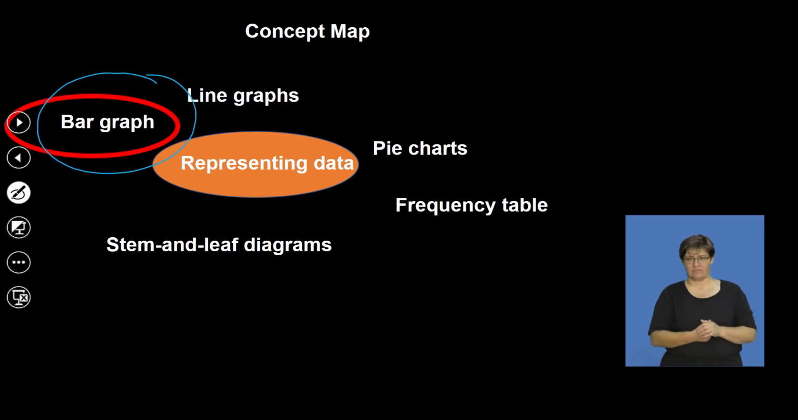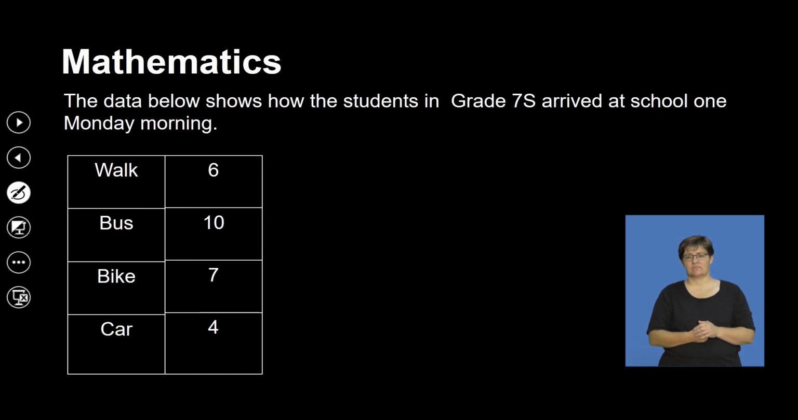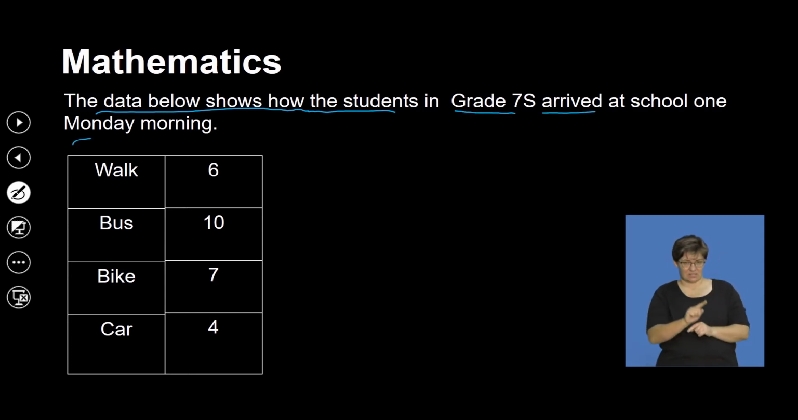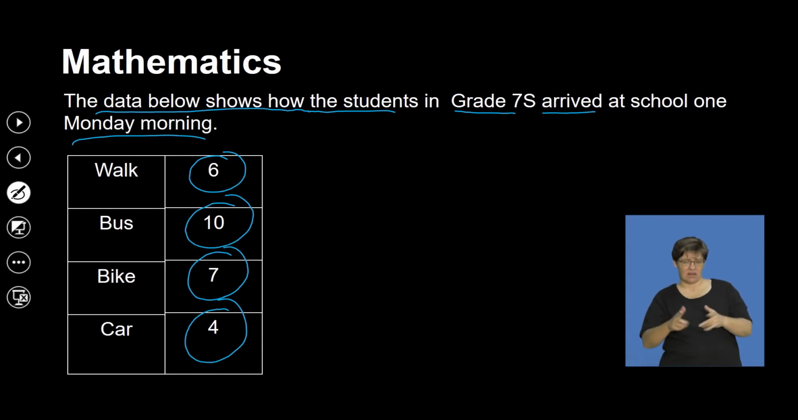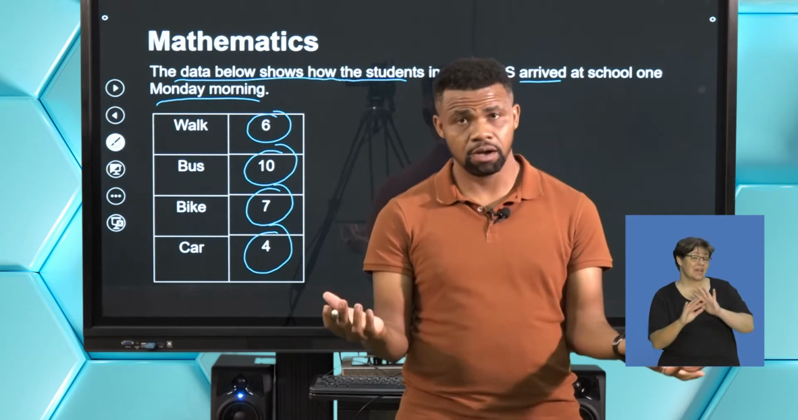So let's look at this question. The data below shows how the students in grade 7 arrived at school one Monday morning. So what does it mean? 6 students walk, about 10 use a bus, 7 a bike, and 4 a car. Then how do we represent this data as a bar graph?